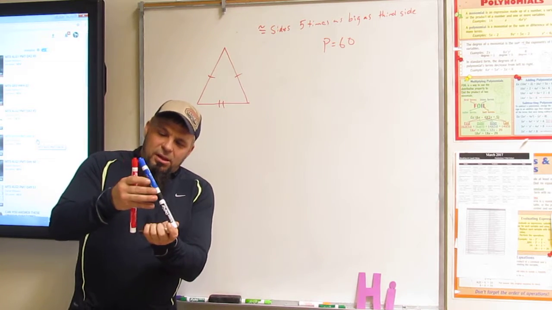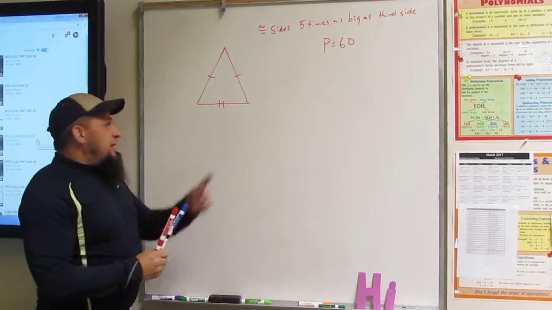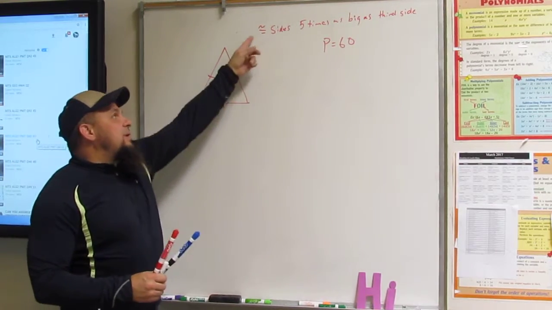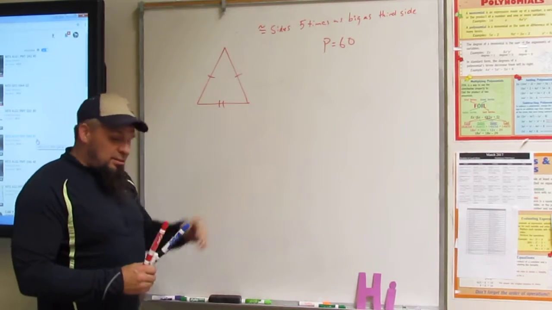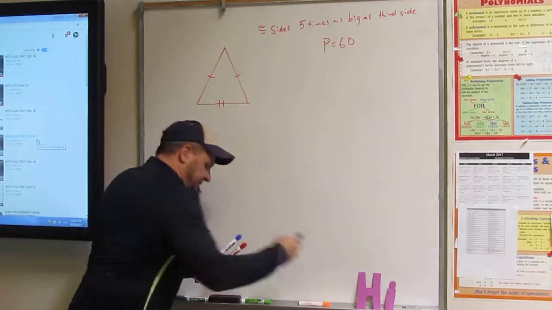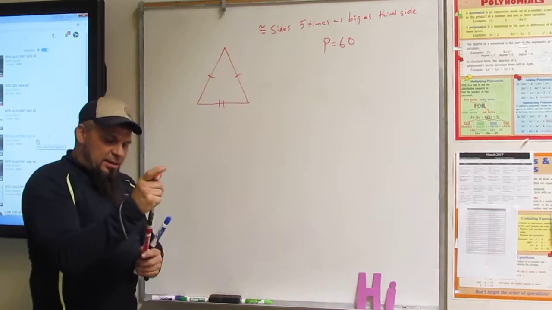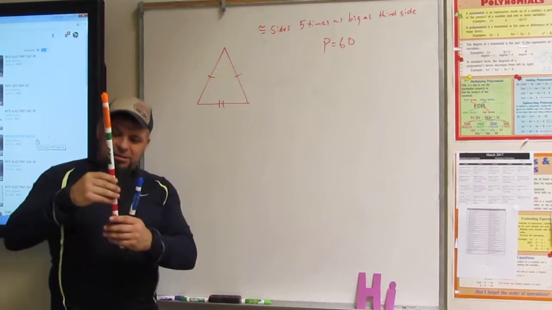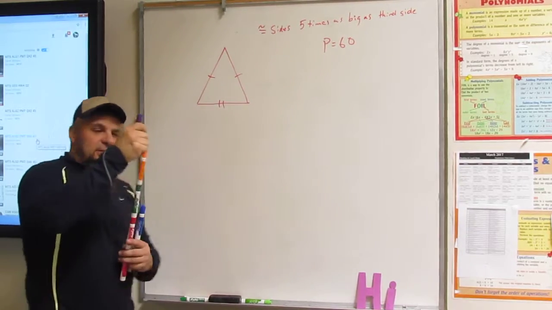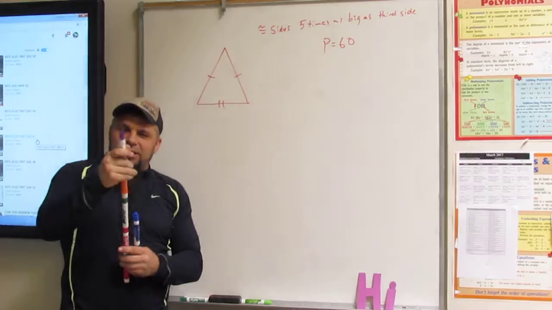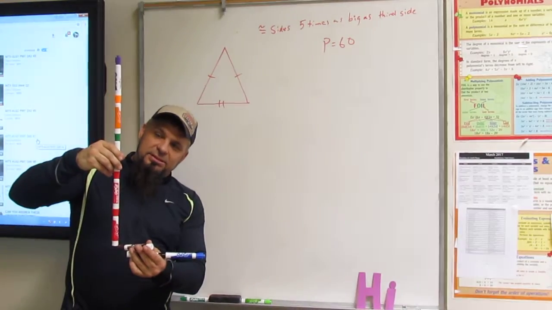But in this case, they're saying that these sides that are the same, that are congruent, are 5 times as big as this side. So what that means is they have 5 of these. I can't even draw it because there are so many of them. So this is 1, 2, 3, 4, 5. So this would be one side of that triangle, whereas this is the base. Does that make sense?